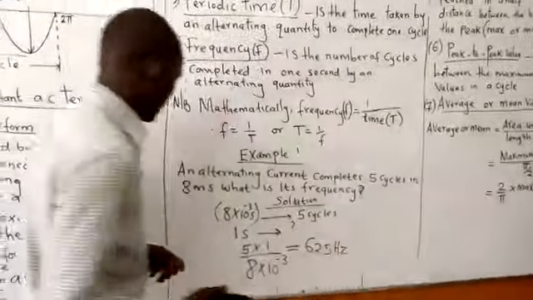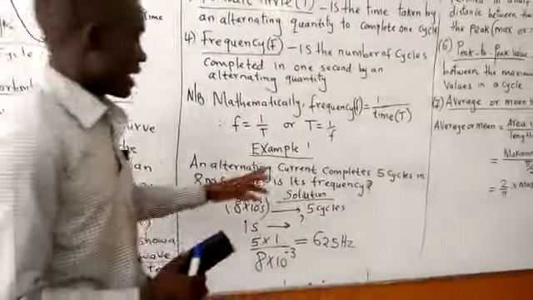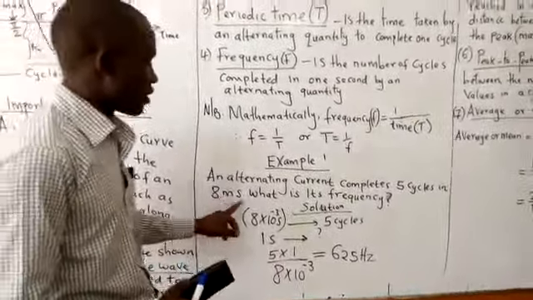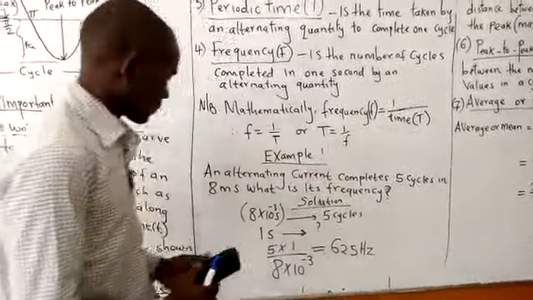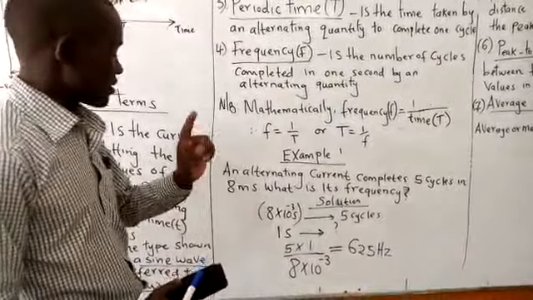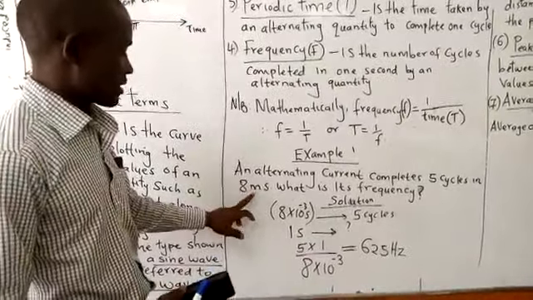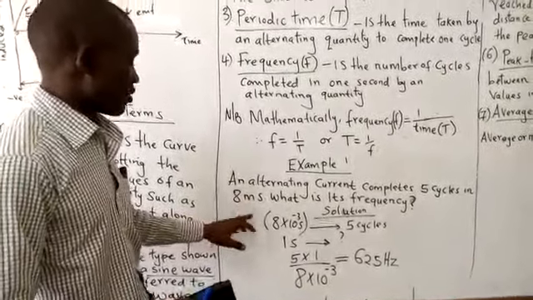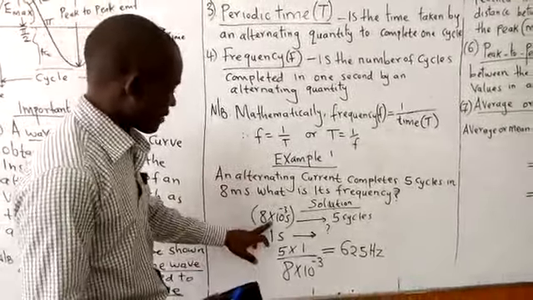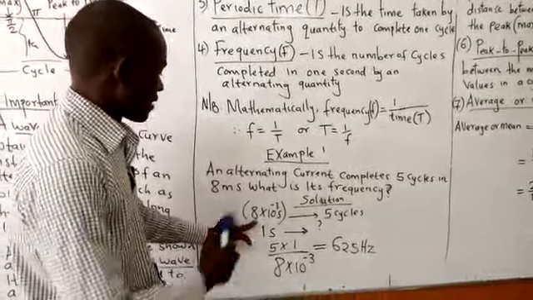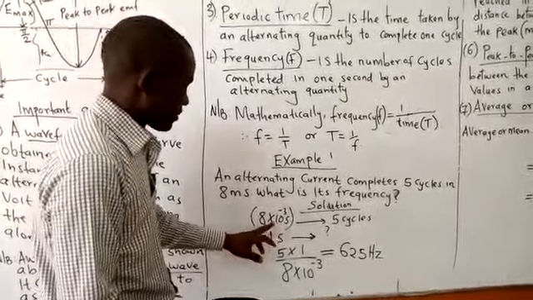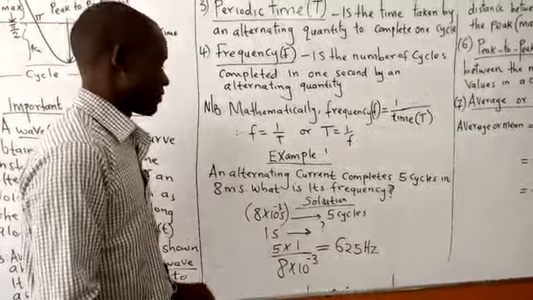Which reads: an alternating current completes 5 cycles in 8 milliseconds. What is its frequency? Remember, you need to convert this time into seconds because it's expressed in milliseconds. You divide by 1,000 to get it in seconds. That is why I've divided it by 1,000. Dividing it by 1,000 is the same as writing 8 times 10 power negative 3.